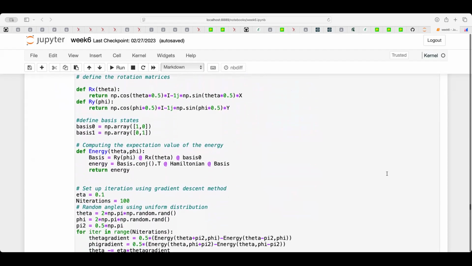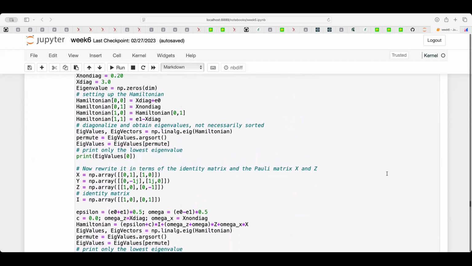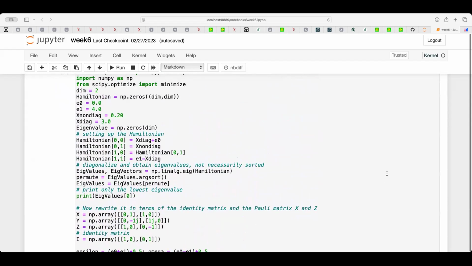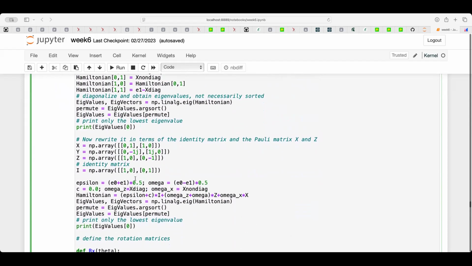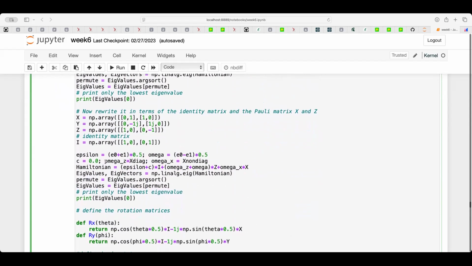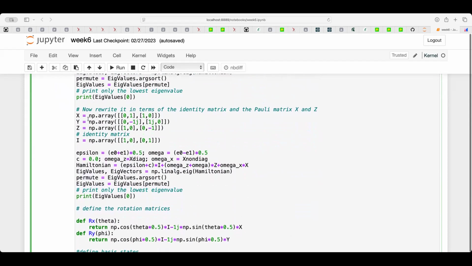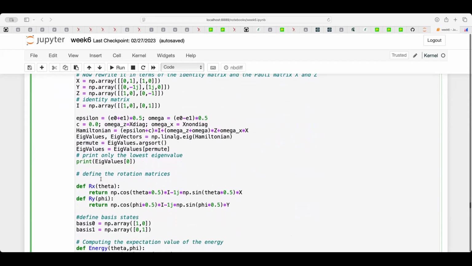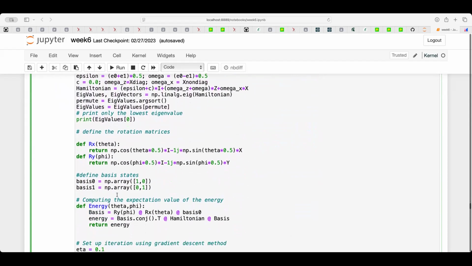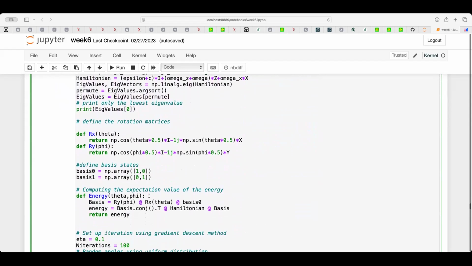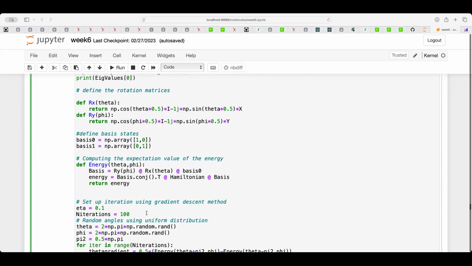what I've done now is to perform a brute force gradient descent. So it's the same Hamiltonian. I perform a classical diagonalization. And now what I'm doing is simply to set up the Pauli X, Y, and Z matrices. I am performing my rotations, Rx and Ry, around angles. I defined my expectation value of the energy in terms of these angles.